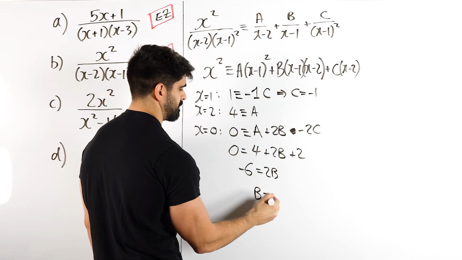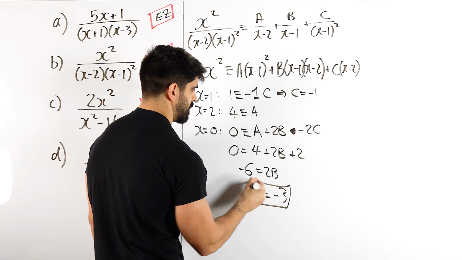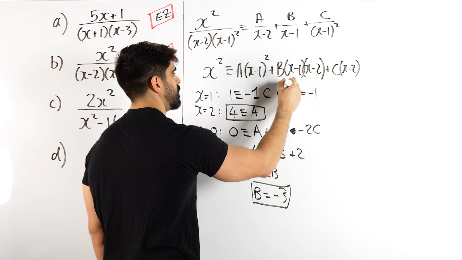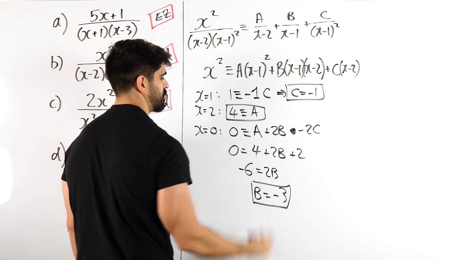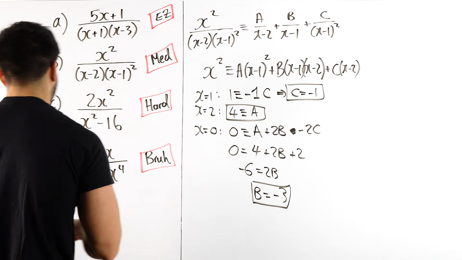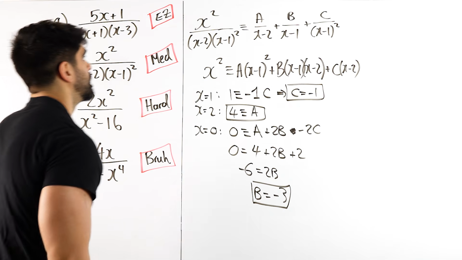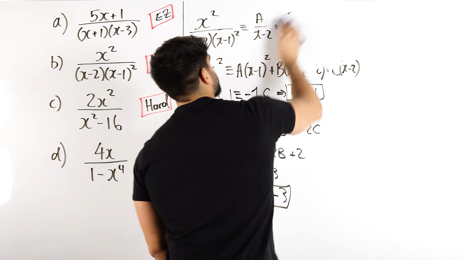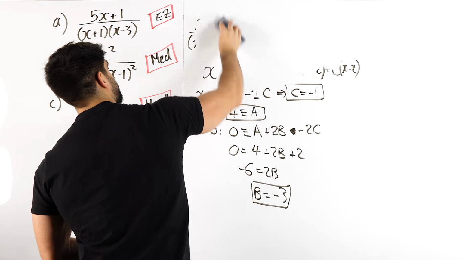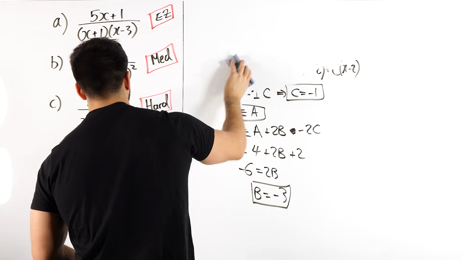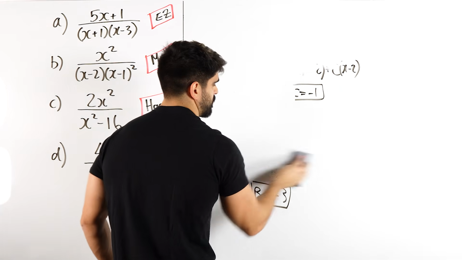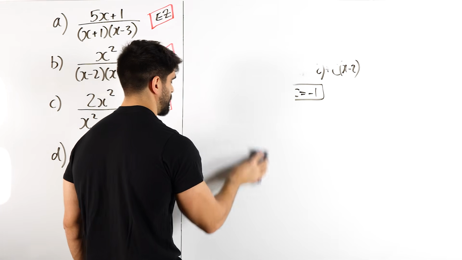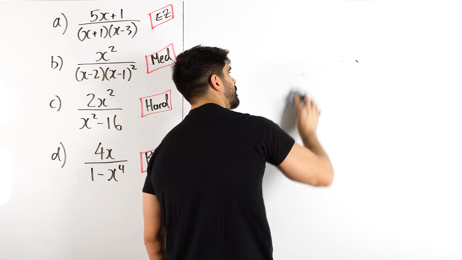B is minus 3. And there are all of our answers. And if you want, you can rewrite your whole expression with those terms. All right, so that partial fractions is done. All right, third question, which is regarded as a hard question. I don't think it's that hard, to be honest. It's just the same thing with extra steps.